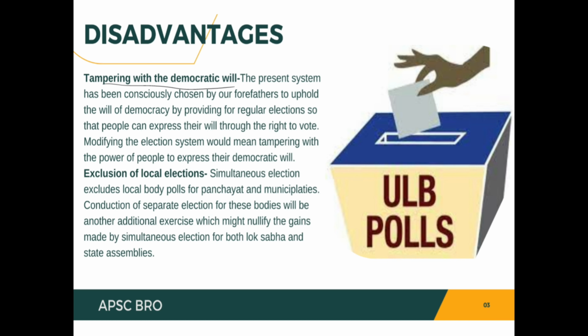Okay, now again this will tamper with the democratic will. If there is a regular election going on every year, the voters get a chance to cast their vote according to what is happening. It's a way of expressing. If I'm casting a vote, it is a way of expressing my satisfaction or dissatisfaction with the government. Now if I don't get to exercise that right for 5 years, this is against the democratic will.